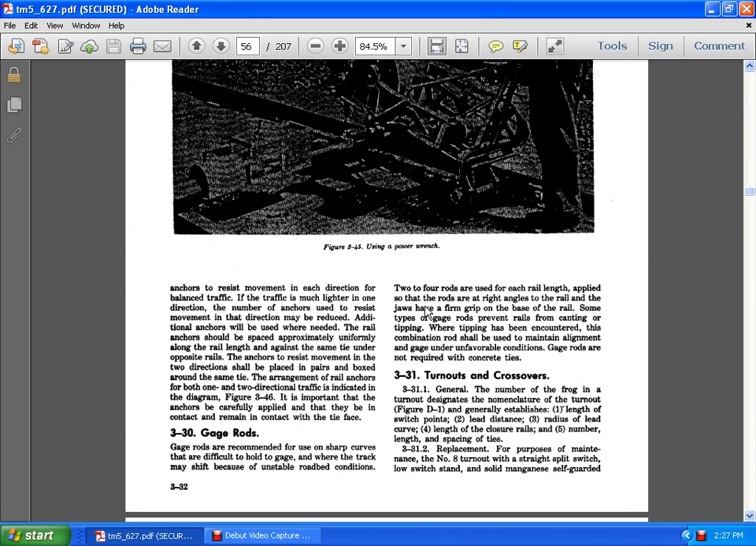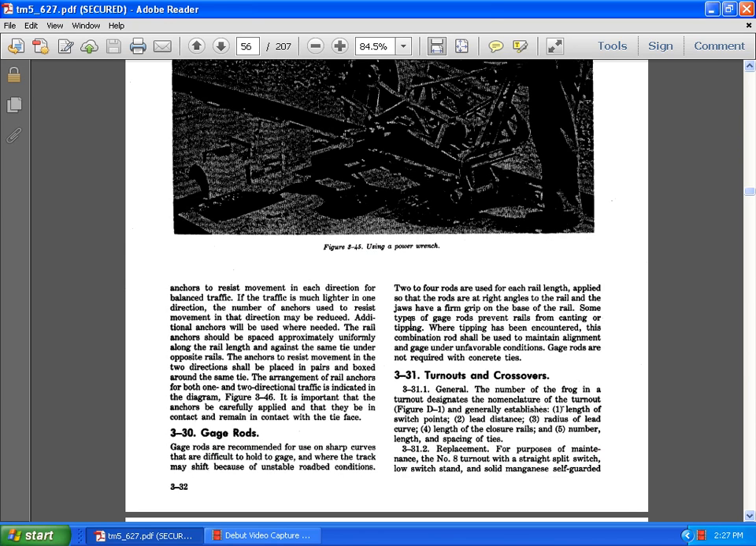330 Gauge. Gauge rods are recommended for use on sharp curves where it is difficult to hold the gauge and where traffic may shift and cause unstable roadbed conditions. Two to four rods are used in each rail length, applied so the jaws of the rods have a firm grip on the base of the rail. Gauge rods prevent the rails from canting and tipping, and maintain alignment of the gauge under favorable conditions. The gauge rod recommendations do not apply to concrete ties.